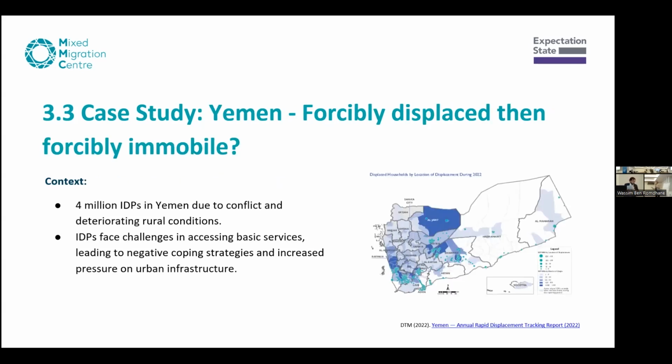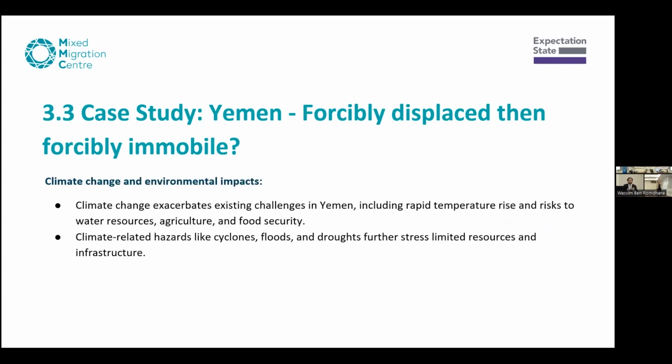And then a third case study before I hand over to Mohammed was thinking about this issue in Yemen, this idea of the forcibly displaced becoming, if you like, almost forcibly immobile. And I think there are people in this room who have a lot of expertise on this and would have some really interesting ideas. 4 million IDPs facing huge challenges in regards to access to services, negative coping strategies, increased pressure on urban infrastructure, highly complex.